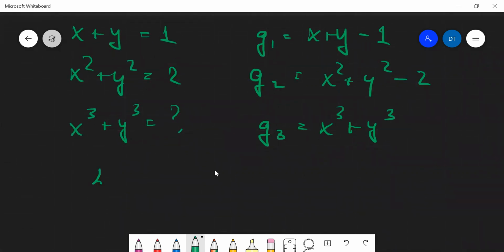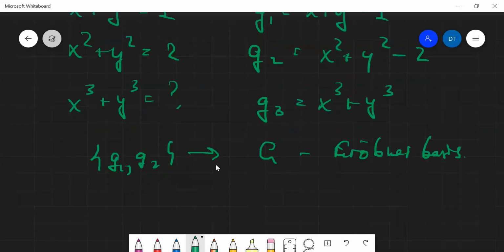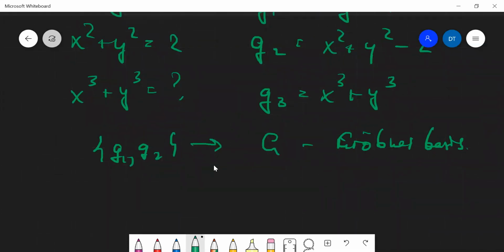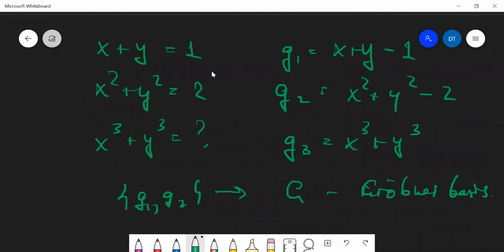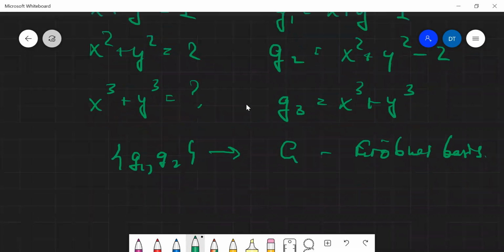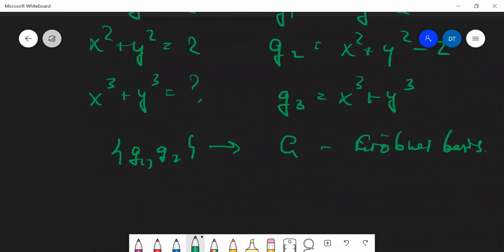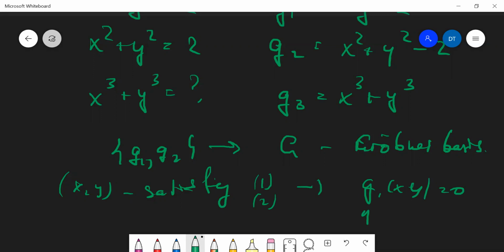Let me explain the method. The method is simple. You start with a set g1, g2, and you replace it by the Gröbner basis. What is important here: if you take any pair x and y satisfying these conditions, then g1 and g2 are zero for these values. So if x and y satisfy the first two equations, 1 and 2, then g1(x,y) equals 0 and g2(x,y) equals 0.